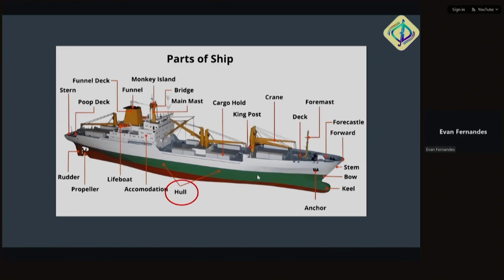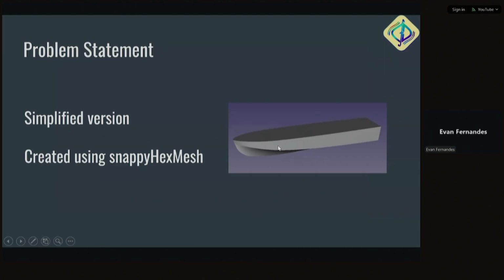For this, we have in the case study a simplified version of the hull. We don't have anything on top because we only want to find out what exactly is happening at the hull area. In case you want to import your custom STL file and generate a simulation for the whole ship you have, you can do that as well. For our case, we have a simplified version. This whole geometry and mesh is created in Snappy Hex Mesh, so we'll look at that as well.